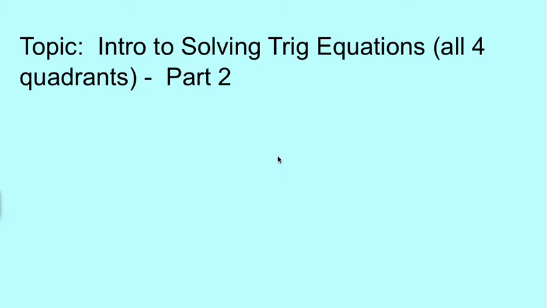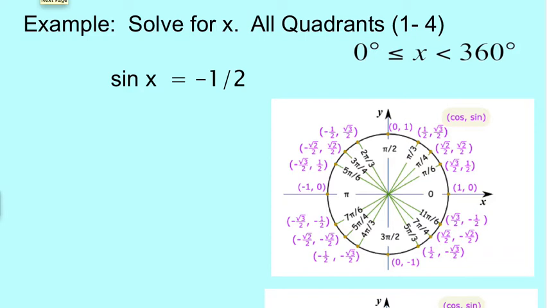Part 2 of solving trig equations. We're going to now focus on all four quadrants from 0 to 360 degrees, or 0 to 2 pi. So here's our first example. We want to solve this equation for x for all four quadrants. So we want to find out when the sine of x equals negative 1/2.